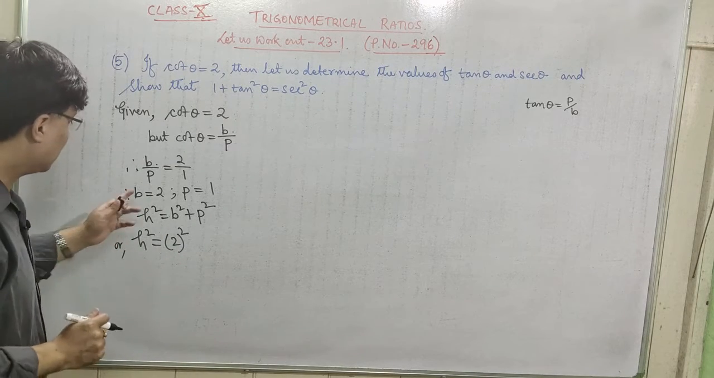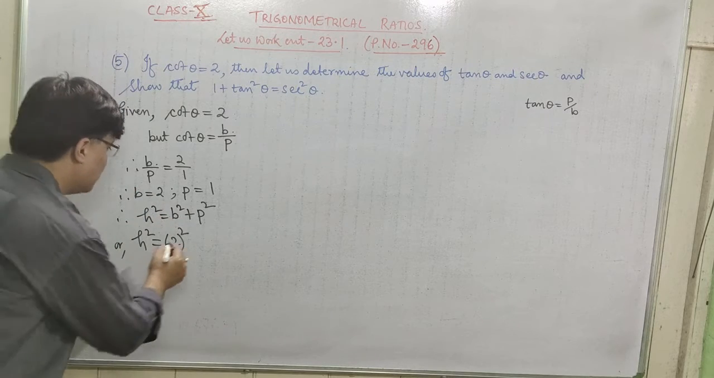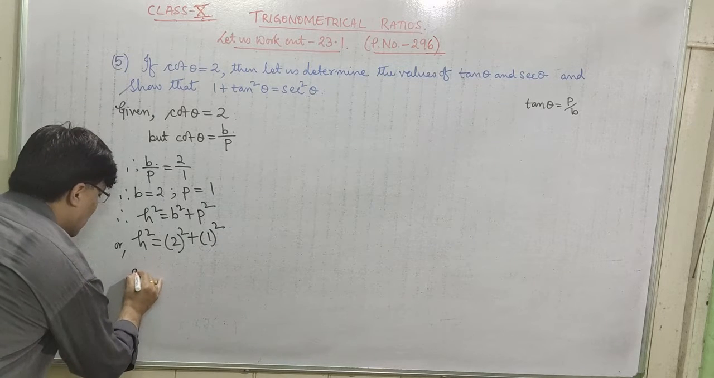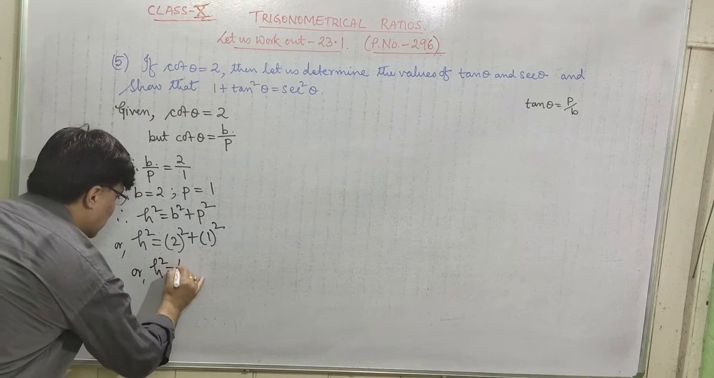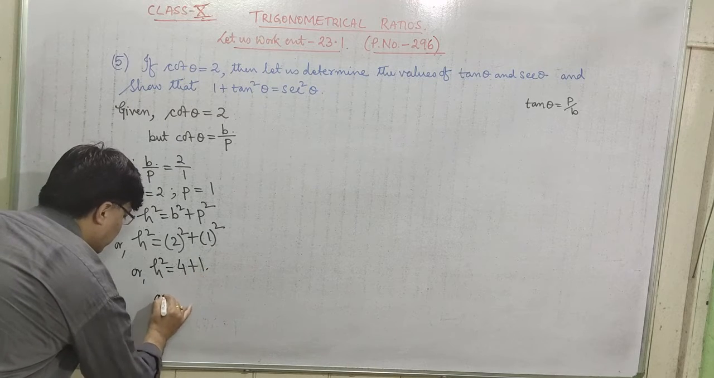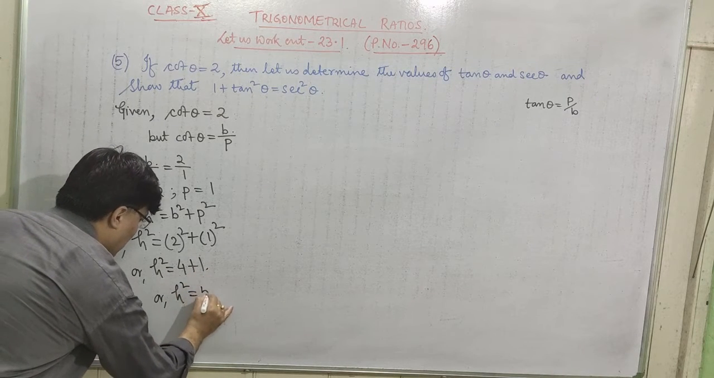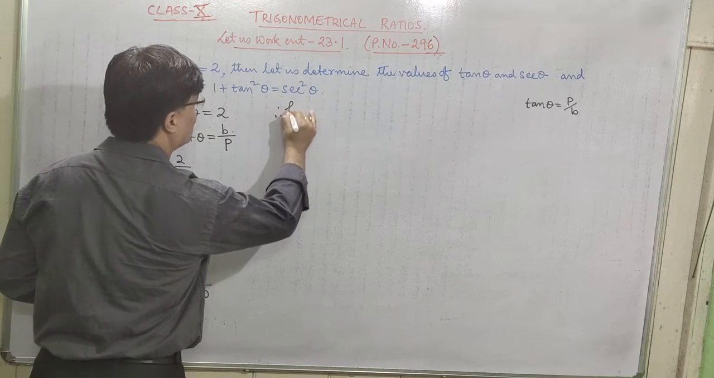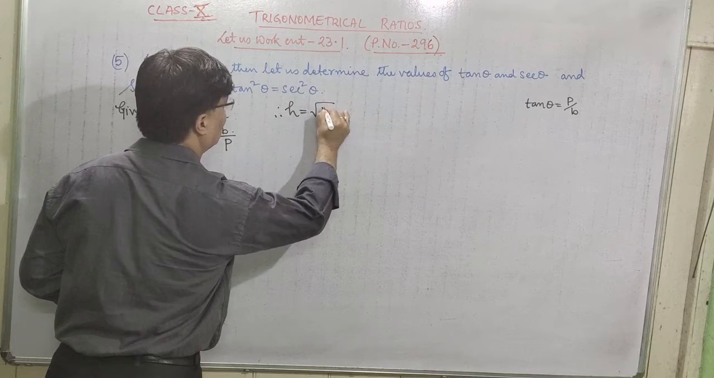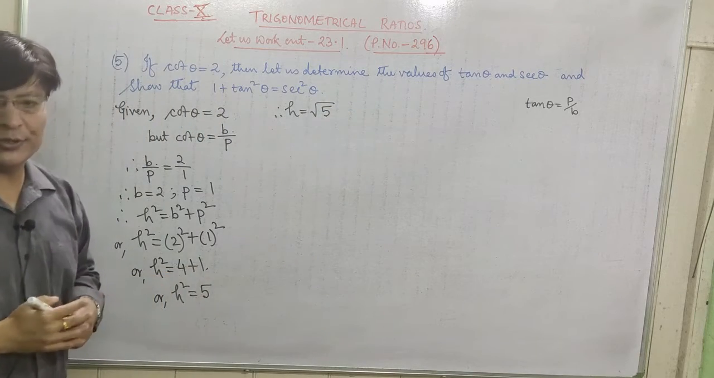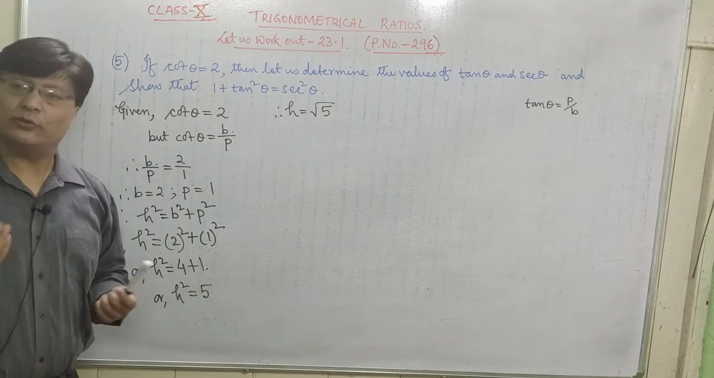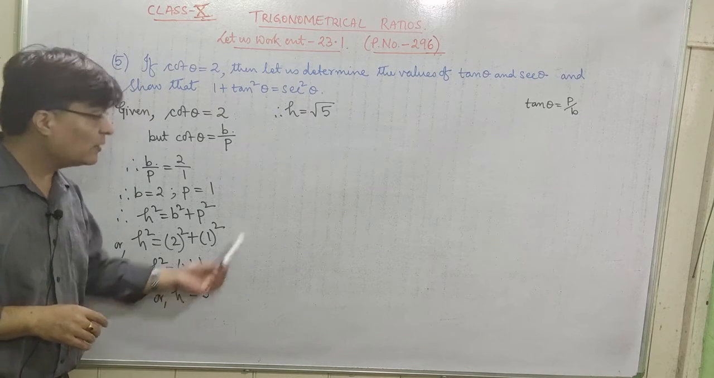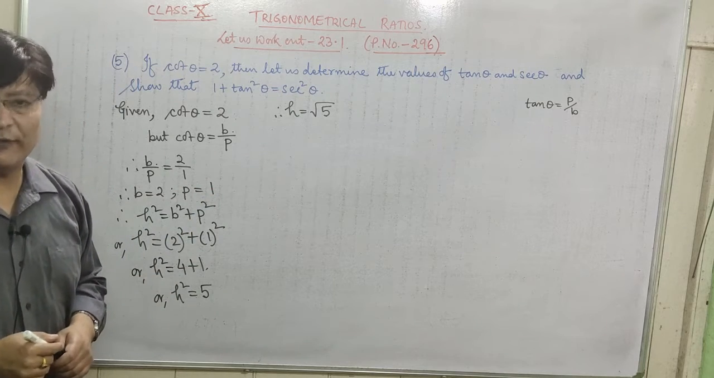Excuse me. That is, b whole square is 2 whole square plus, what is p whole square? That is your 1 whole square, right? So h square is equal to 4 plus 1, or h square is equal to 5. So what is the value for h now? Here h is equal to root over 5. Is that clear? If h square is equal to 5, what is the value for h? That is root over 5.